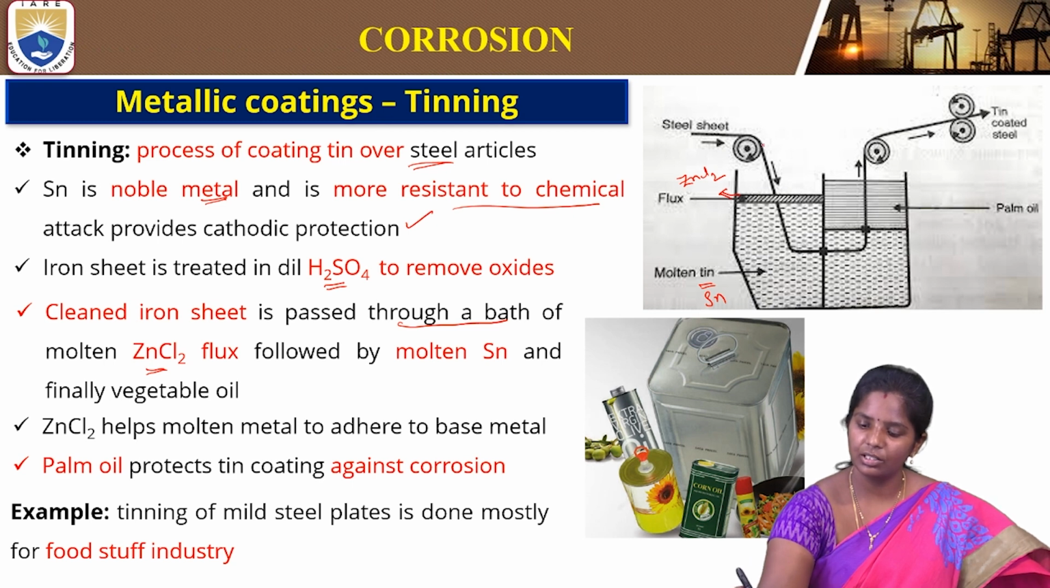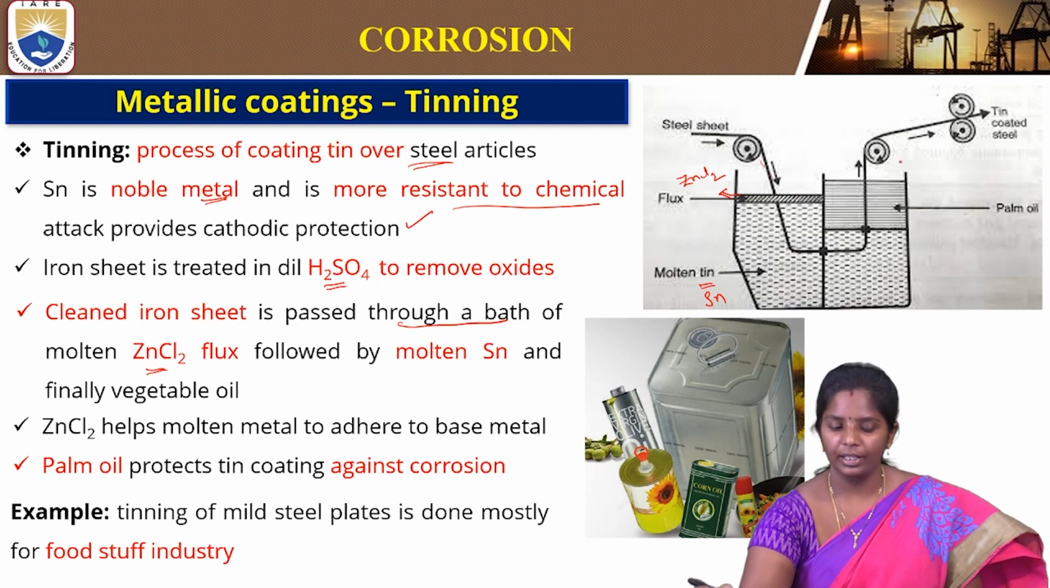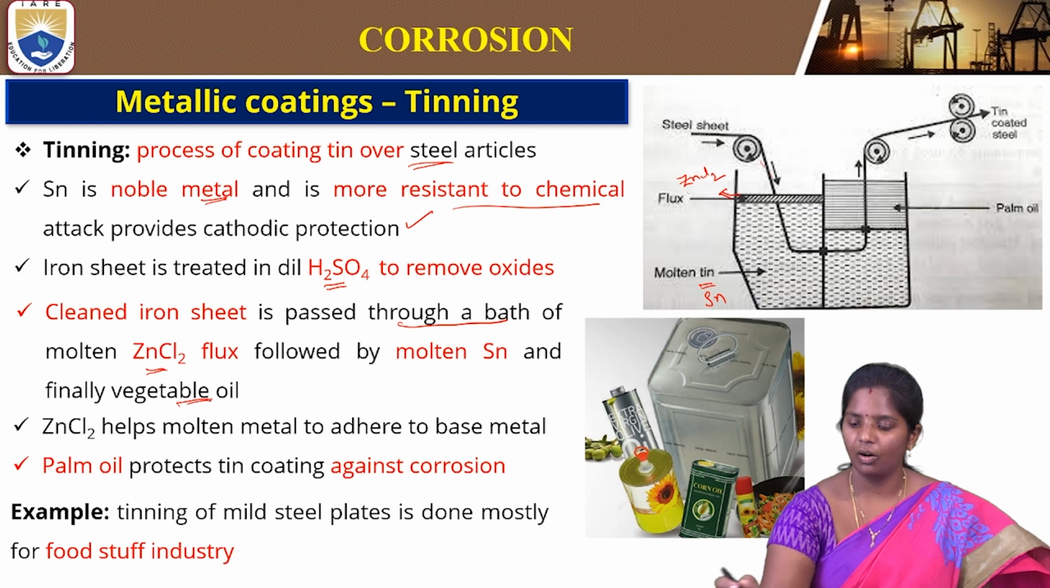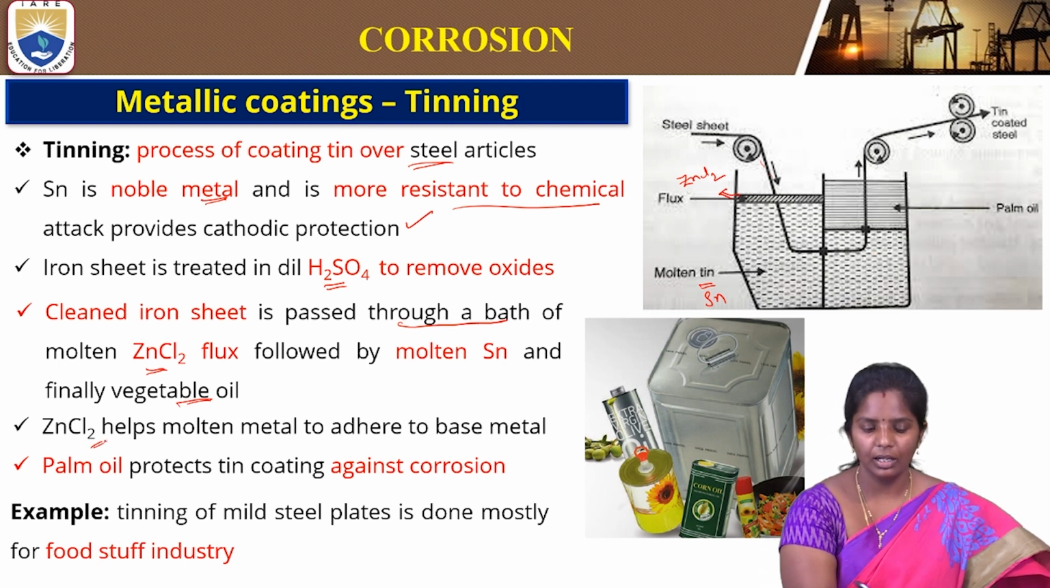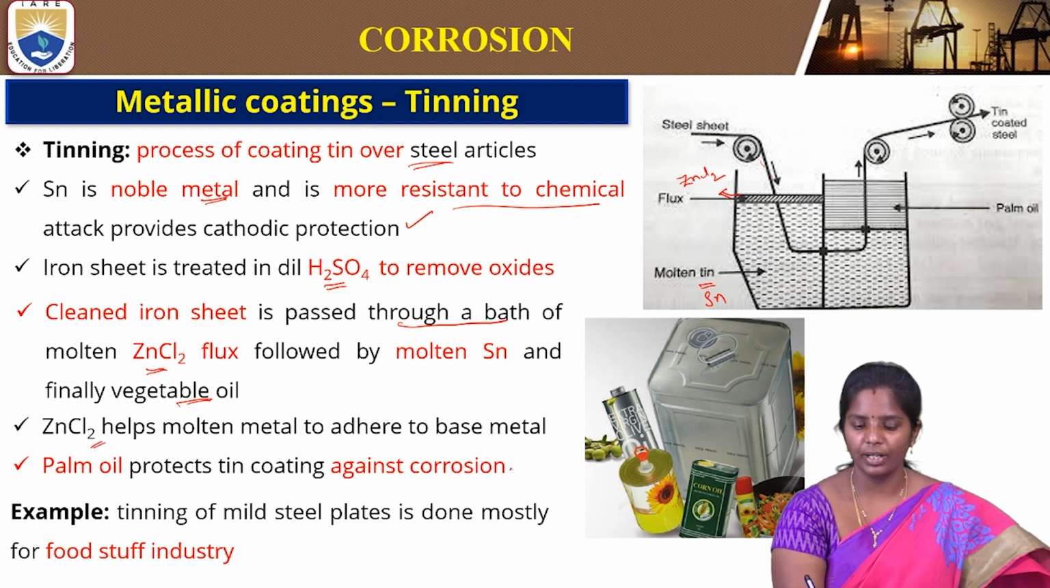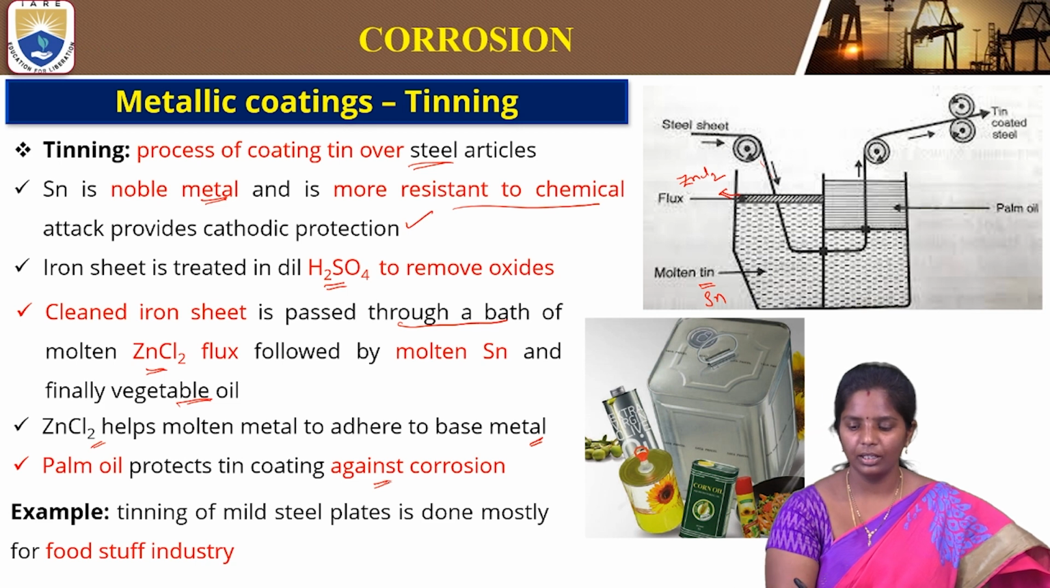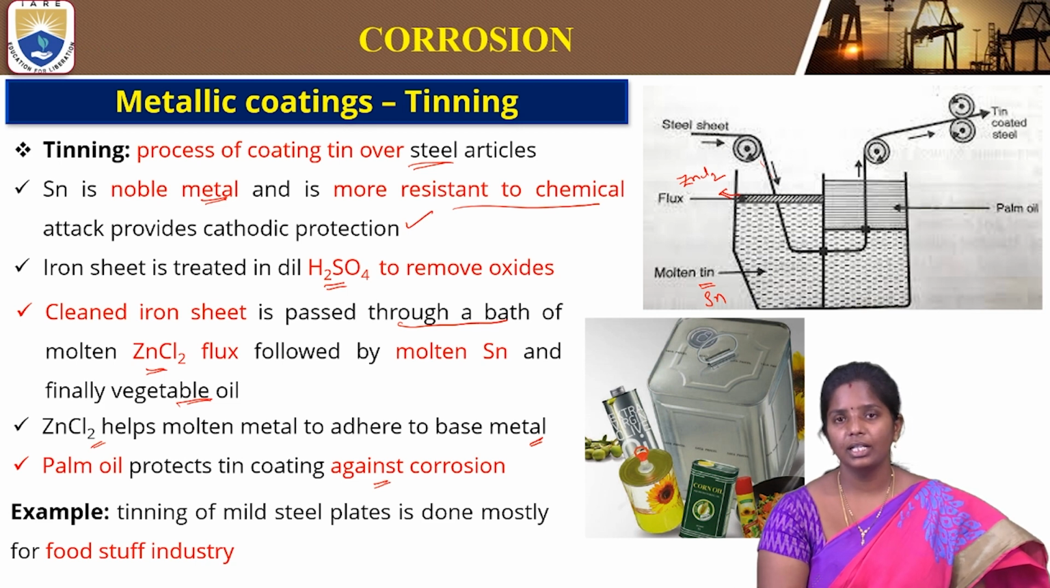This is the sheet that is rolling through the flux into the molten tin, and then passing through the vegetable oil. All this process will take place and help in adhering the metal. So the zinc chloride helps molten metal to adhere to the base metal, and then palm oil protects against corrosion. So this is how tin is being coated onto the steel articles.